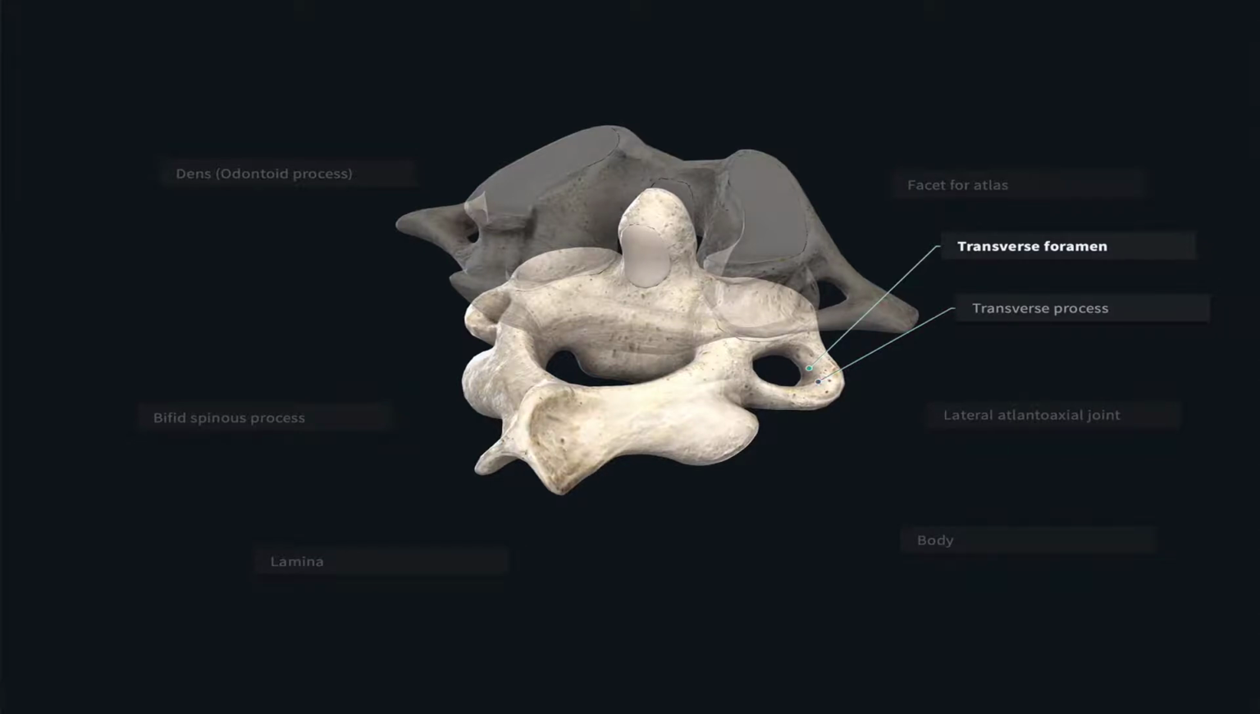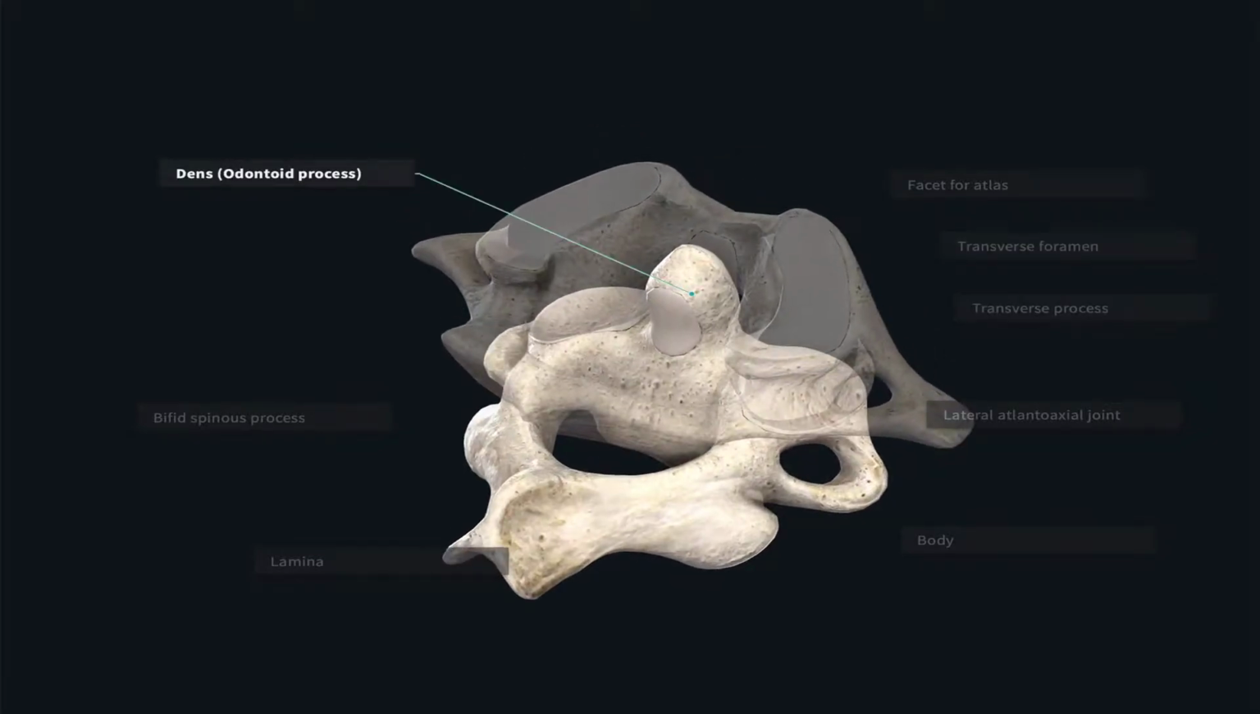The striking feature that actually makes the axis atypical is the dens or odontoid process that articulates with the posterior aspect of the anterior arch of the atlas at the atlanto-axial joint. This joint permits shaking of the head or rotation.